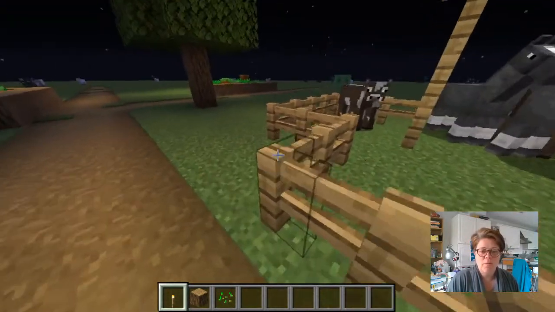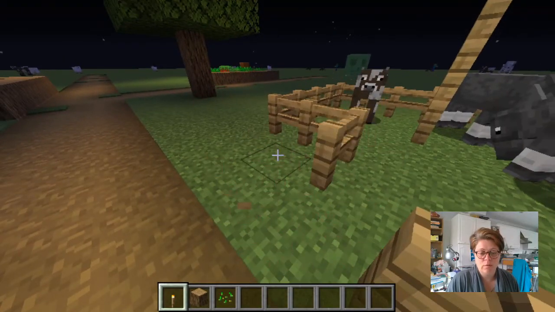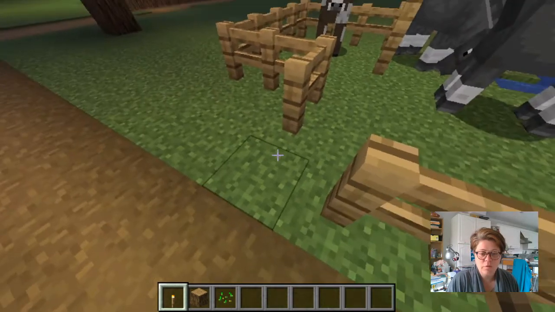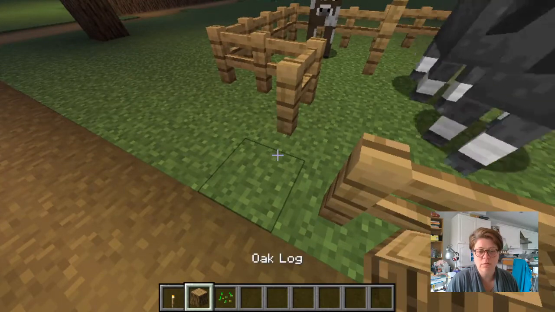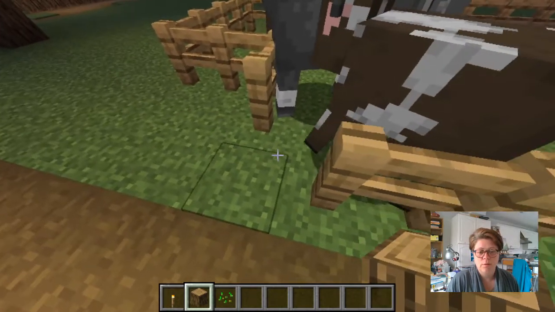So I am going to put my, I've done it again, I always do that. I'm going to replace that with a block just because that's what I've got there. There we go.